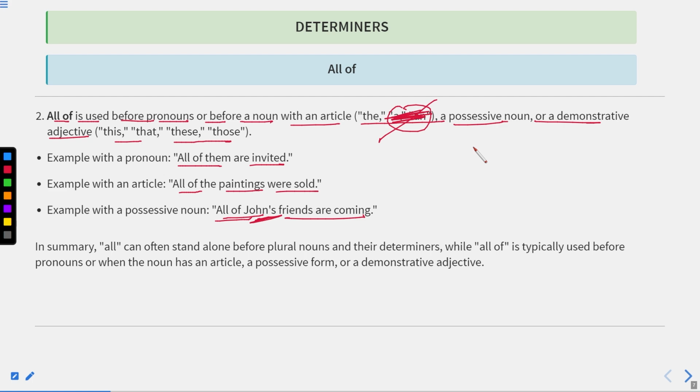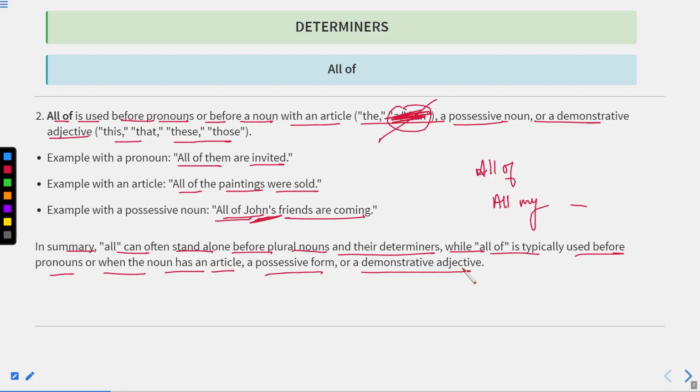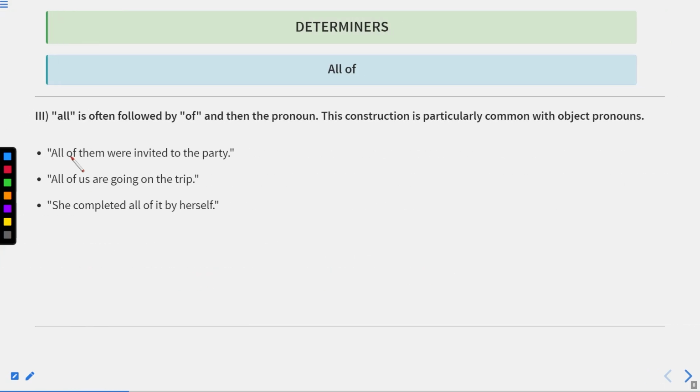Okay, so we are showing the possessive case. I can also use all of my, or all my colleagues. So we can use various determiners in between. In summary, all can often stand alone before plural nouns and their determiners, while all of is typically used before pronouns or when the noun has an article, a possessive form, or a demonstrative adjective. For example, I can say all of them, all of these books.